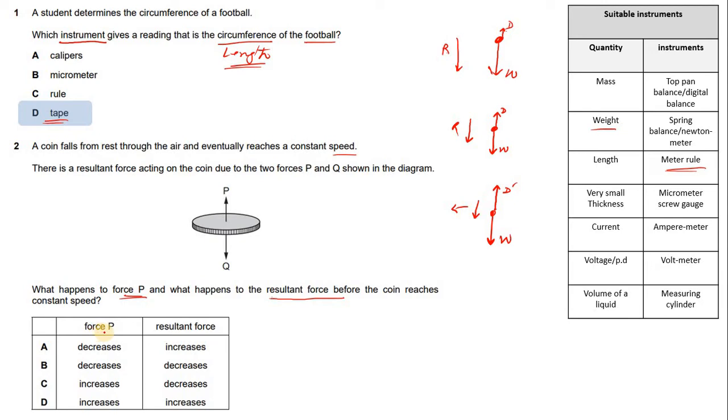So what is happening? Force P is in fact a drag force, and as the coin falls down, P has to increase. So it cannot decrease. You can ignore A and B immediately. And in C and D, force P is increasing, so both are possible. But what happens to the resultant force as the object falls? It keeps decreasing and decreasing until the object reaches a constant speed, where the resultant force is 0. So the resultant force keeps decreasing. So the option is C.